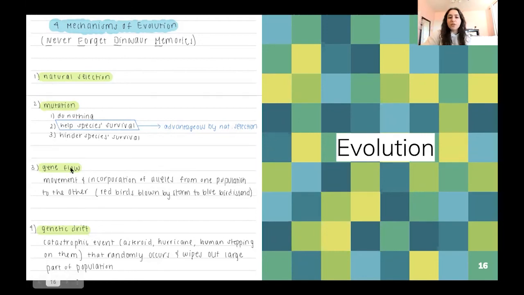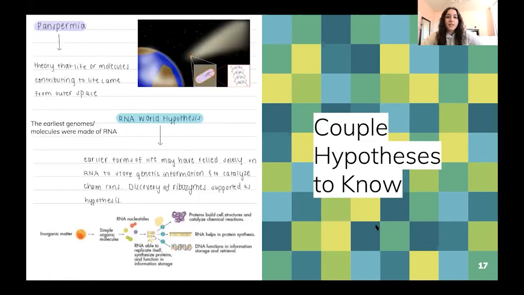And we talked about how gene flow is like movement, incorporation of alleles from one population to another, whereas genetic drift is like a disaster, a catastrophic event. And yeah, that's pretty much it for this section.